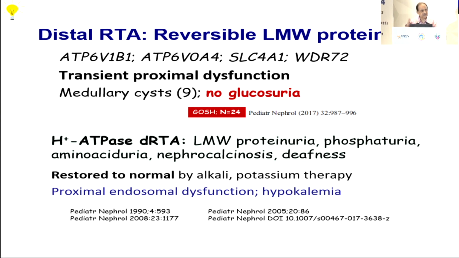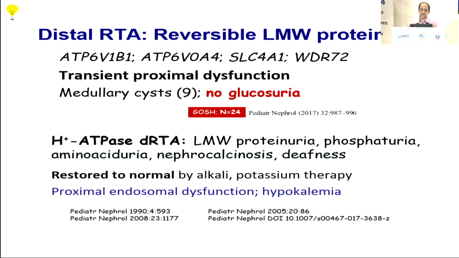So you have a classic distal RTA, but there is low molecular weight proteinuria. There is phosphaturia. So is this a mixed RTA? As I said, mixed RTA, apart from carbonic anhydrase deficiency, does not happen. But what's been seen over the last few, it may be at least now 4.5 decades, is that patients who have got a distal RTA, because of the acidic milieu, they may show some proximal dysfunction.